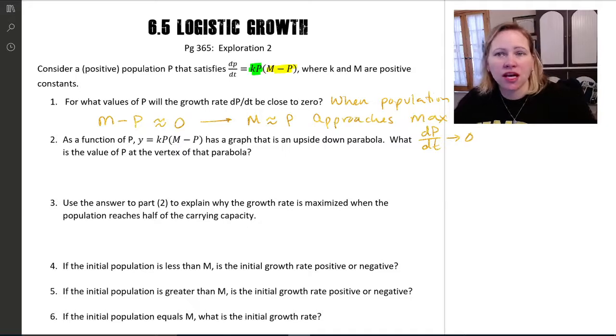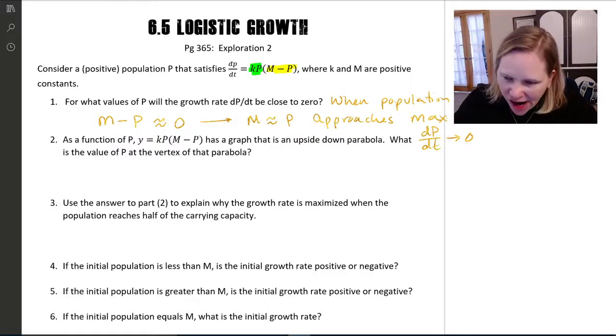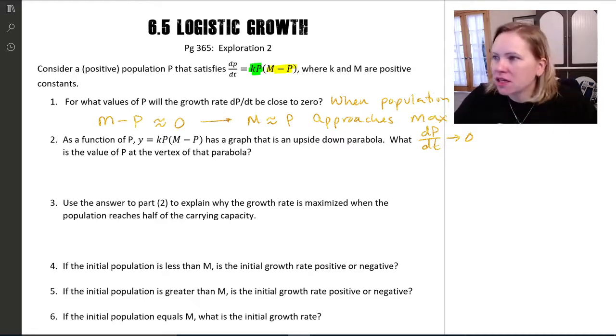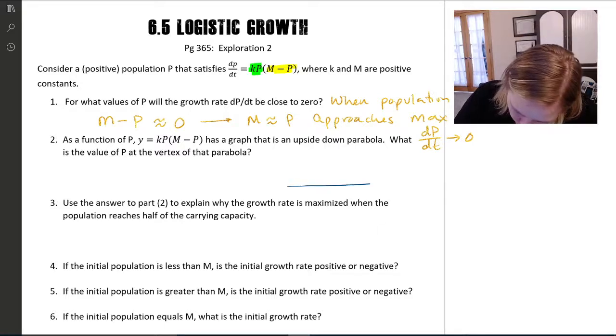Question 2 says, as a function of P, y equals this expression, has a graph that is an upside down parabola. So when you graph this, it's an upside down parabola. It looks a little bit like this. When I graph it, I'm going to have x-intercepts here when p equals 0.